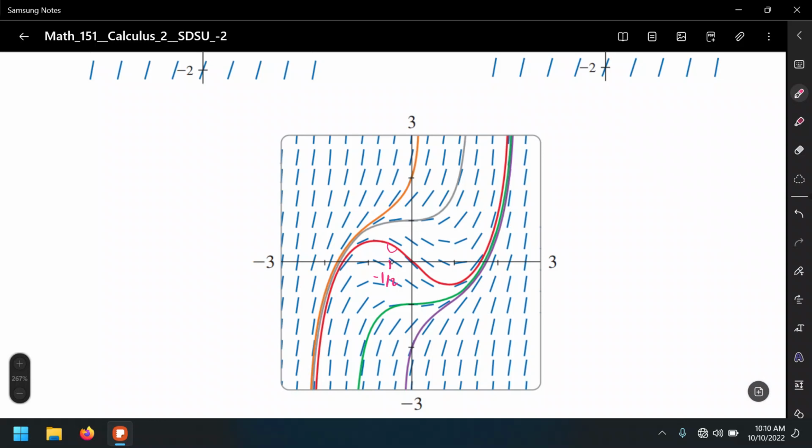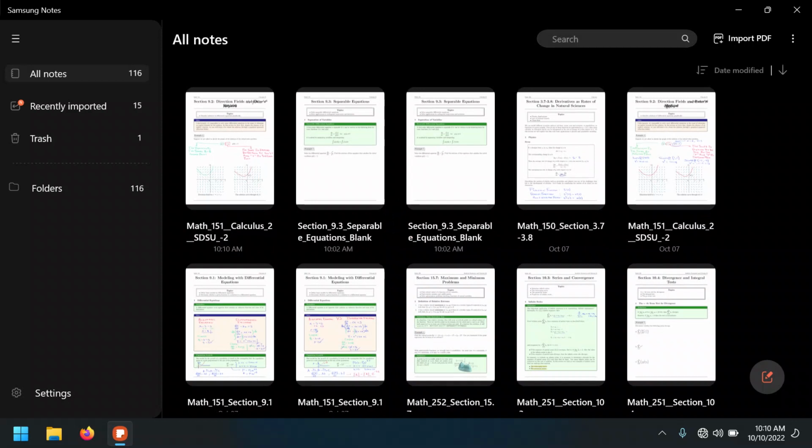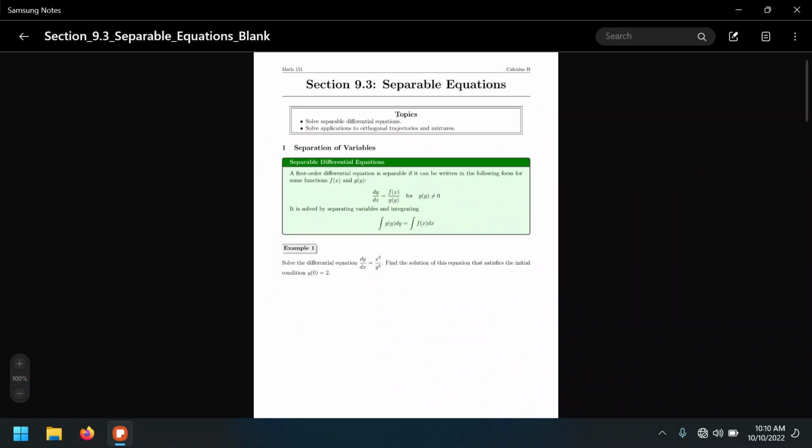So that's a different phenomenon that can occur at the exact same value of x. That's another reason it's important to keep these diagrams in mind, because they help us predict what can happen at different values of x depending on the initial conditions. So this concludes this section, and the next section is section 9.3, separable equations.